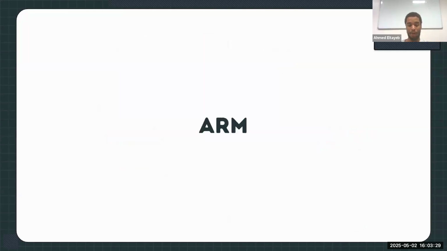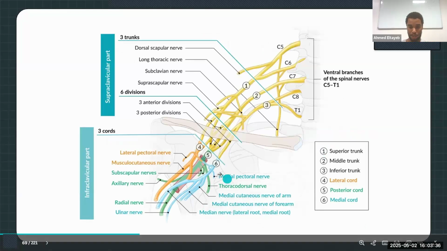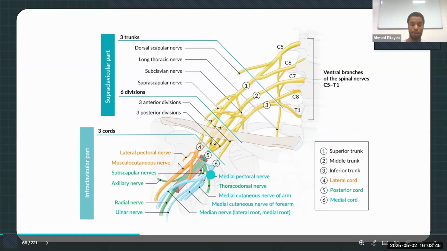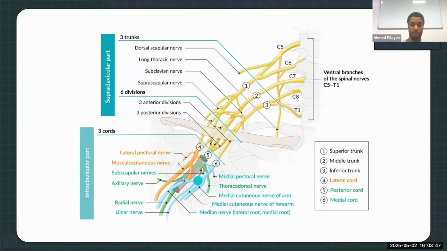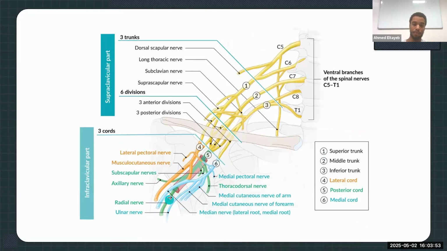Finally, the arm, the upper arm. Just a quick recap of the brachial plexus. There's another pile on this, but just a quick recap. The lateral cord gives rise to the musculocutaneous nerve and the lateral part of the median nerve. The posterior cord gives rise to the axillary nerve and the radial nerve. And the medial cord gives rise to the medial part of the median nerve and the ulnar nerve. What we're concerned about is musculocutaneous and axillary and radial.